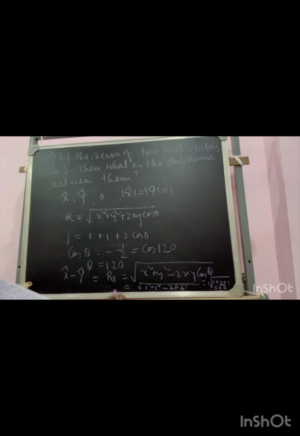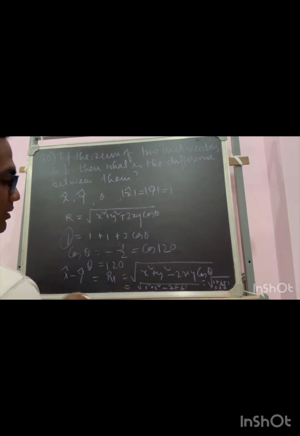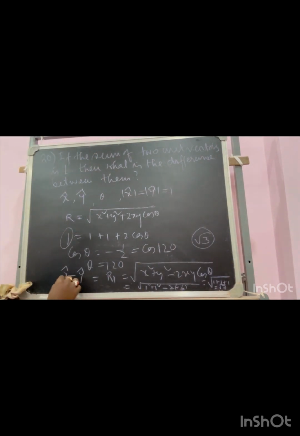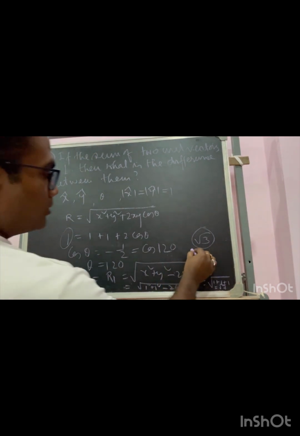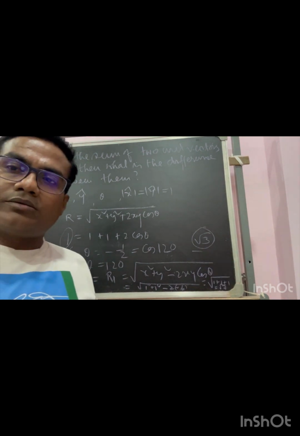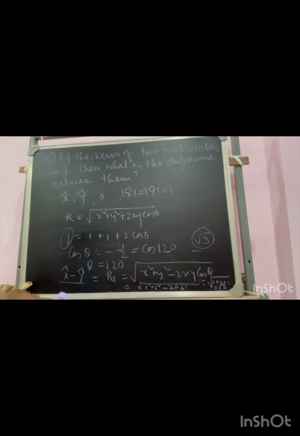Now one thing you just see, the sum is how much? 1, but the difference is root 3. So there may be possibilities that two vectors, if subtracted, will give more resultant. So this will give you more resultant. Okay, so moving to next.